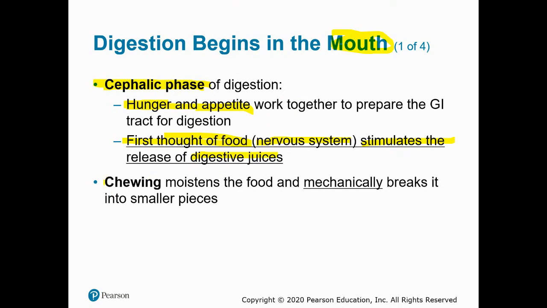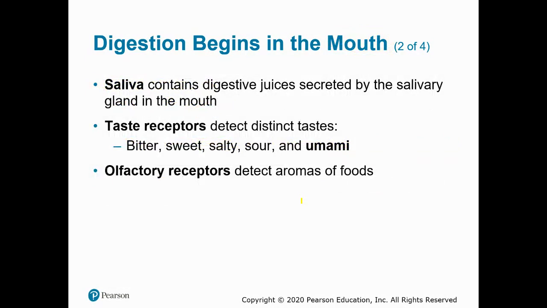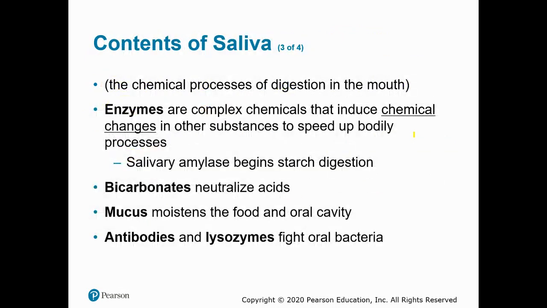In the mouth, we begin the mechanical and physical processes of digestion with chewing. So once we finally eat something, we'll start chewing it. Chewing itself is a mechanical process, but as we're chewing, we're secreting saliva, and saliva is going to help promote the chemical process of digestion. It doesn't say that here, so I would add that to your notes: saliva assists in chemical digestion. Saliva contains digestive juices secreted by the salivary glands, which are accessory organs. Also in the mouth, we have taste receptors and olfactory receptors, so we can detect the five distinct tastes and the smell of food.